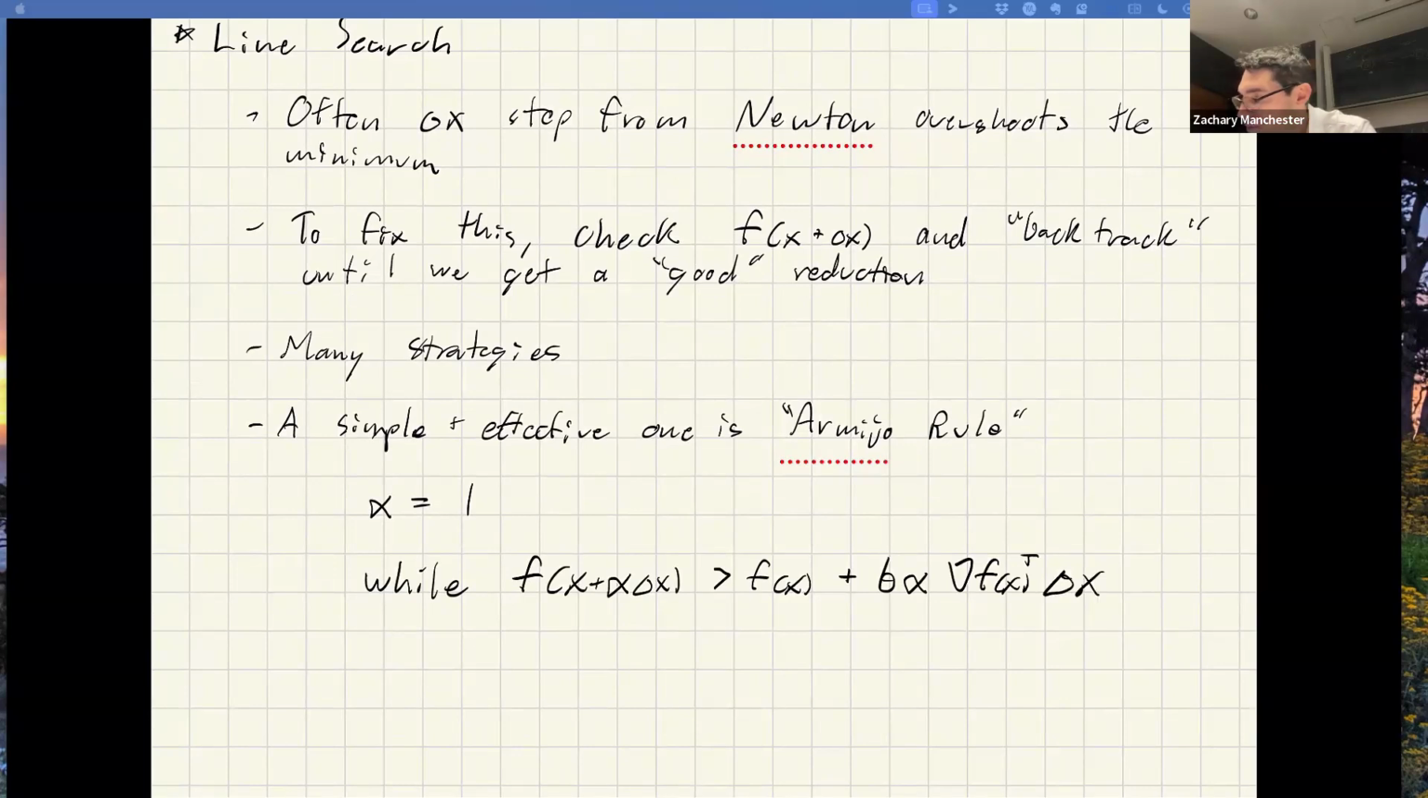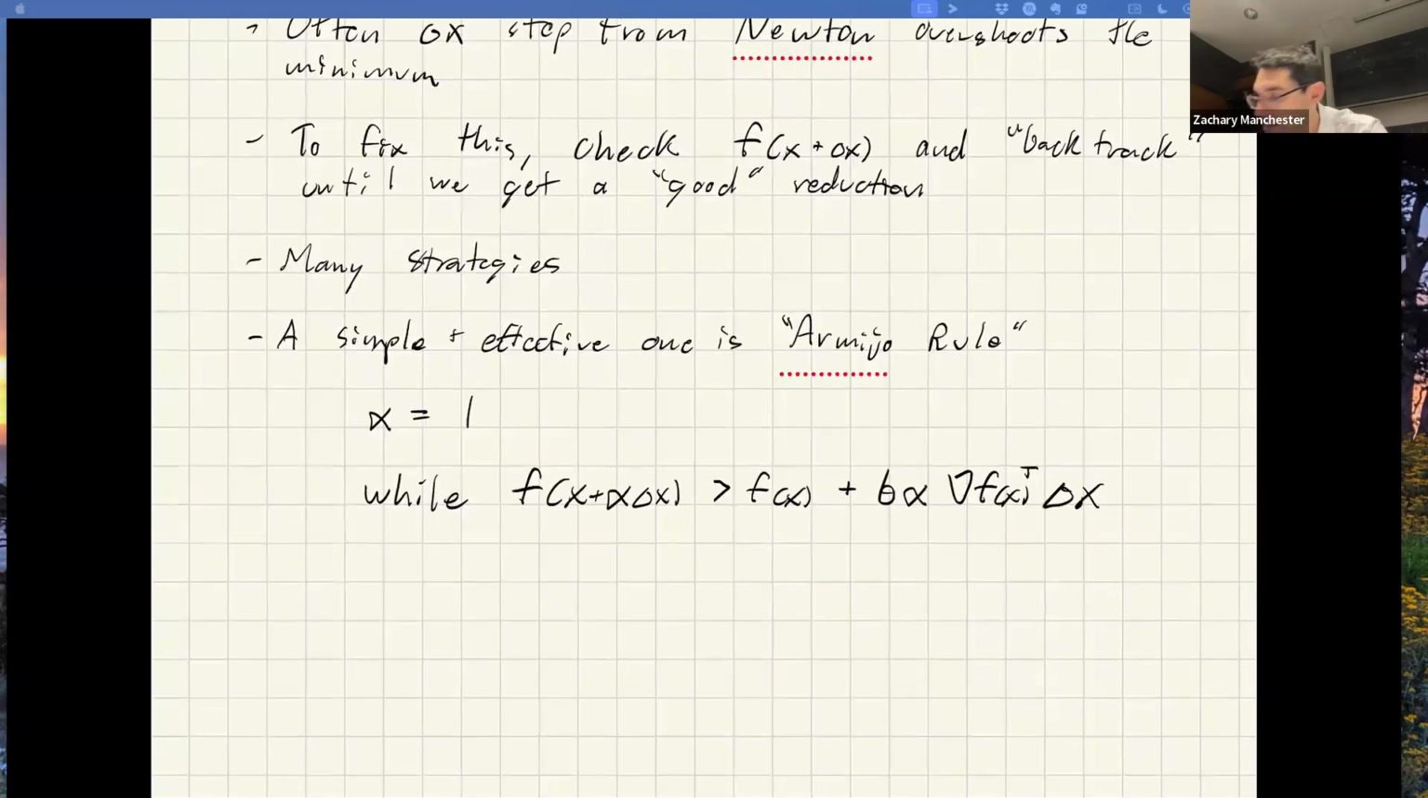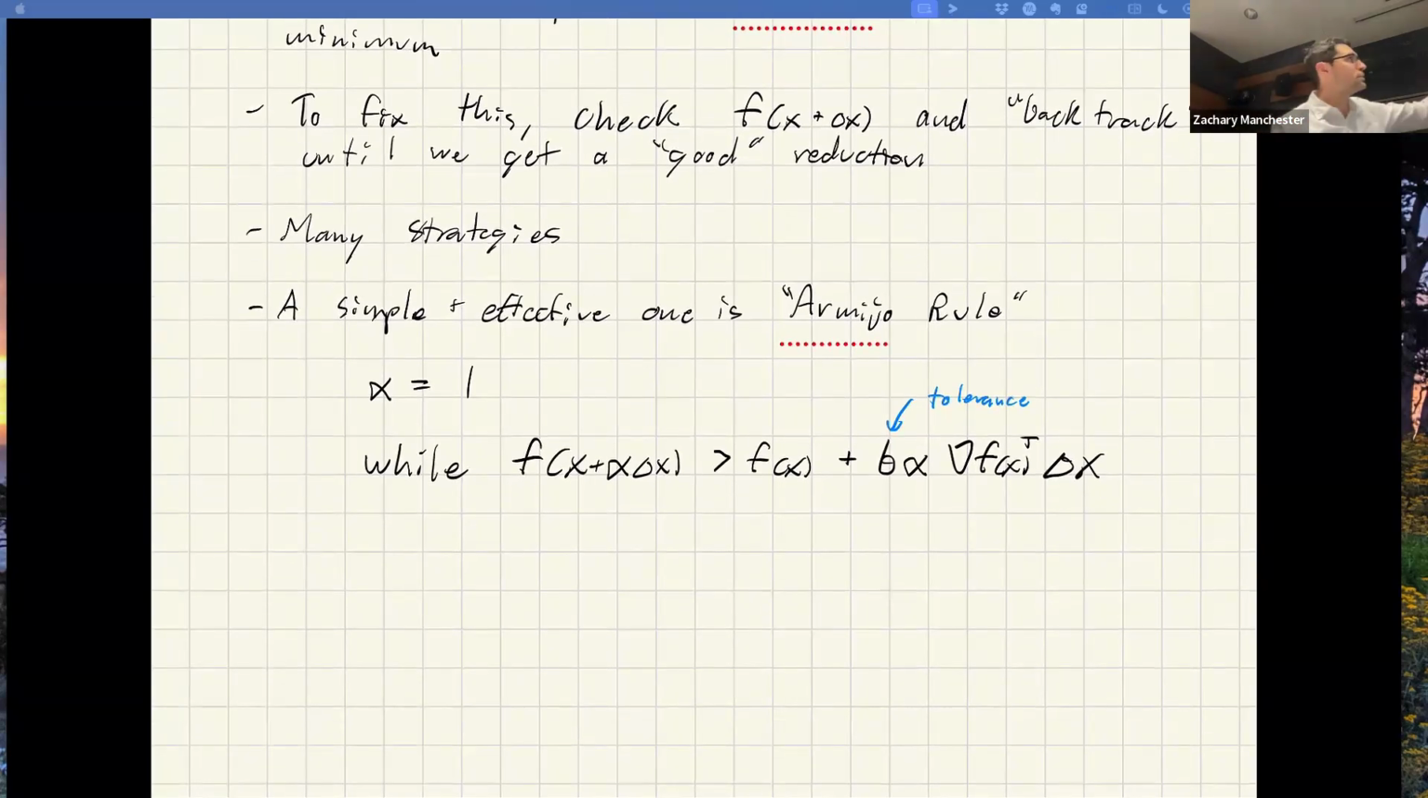Okay, and let me label these things. So the B here is like a user-defined tolerance. And then what this whole second term is doing is alpha times grad f transpose times delta x. Can anyone tell me what that is? This is the expected change in f based on a first order Taylor expansion, right?